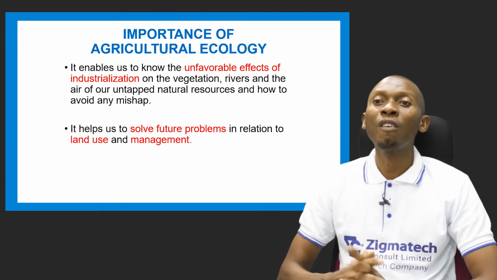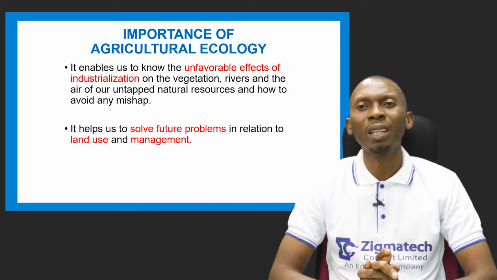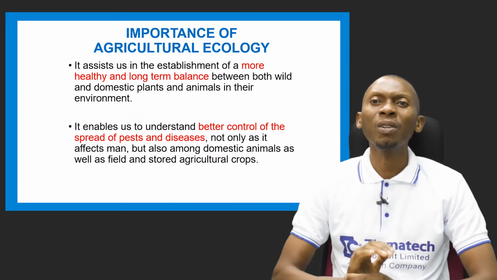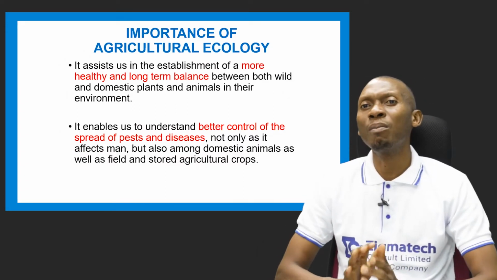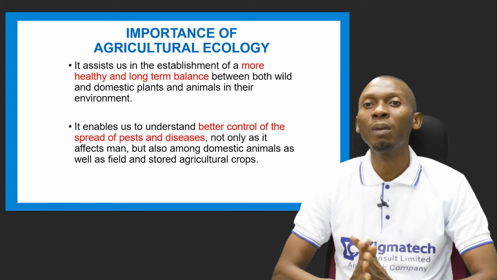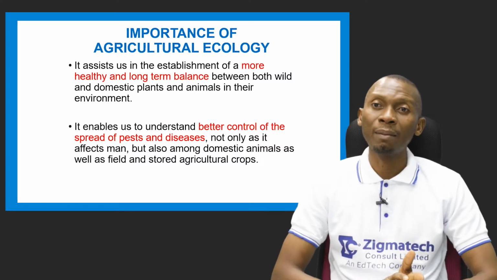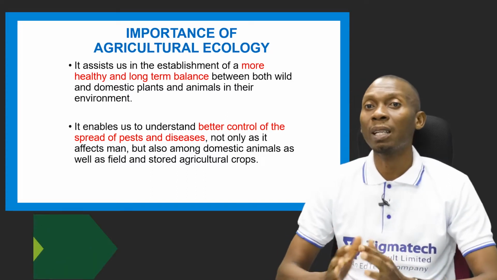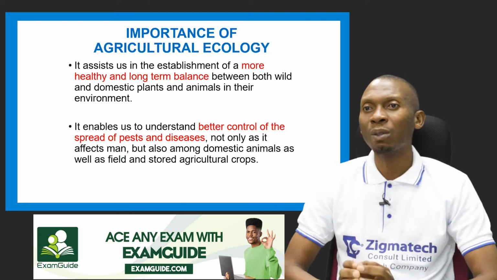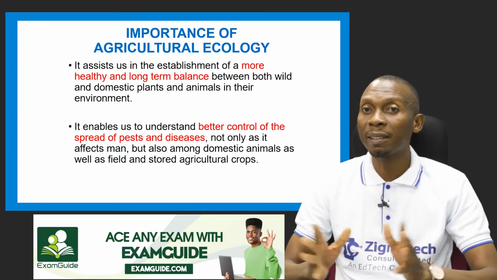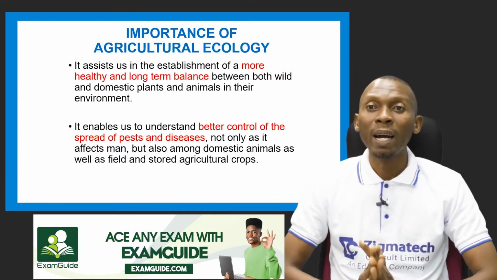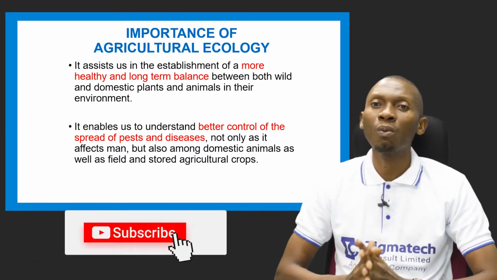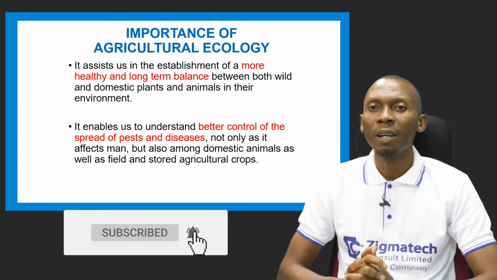And it also helps us to solve future problems in relation to land use and management. It also helps us to establish a more healthy and long-term balance between both the wild plants and animals and the domestic plants and animals. Domestic means those that have been tamed under the control of man, while wild means they're just existing on their own in the wild. So it helps us to establish a more healthy and long-term balance between the wild and domestic plants and animals in their environment.